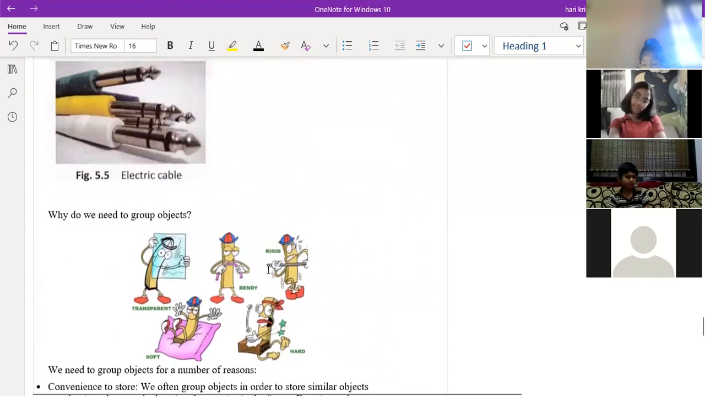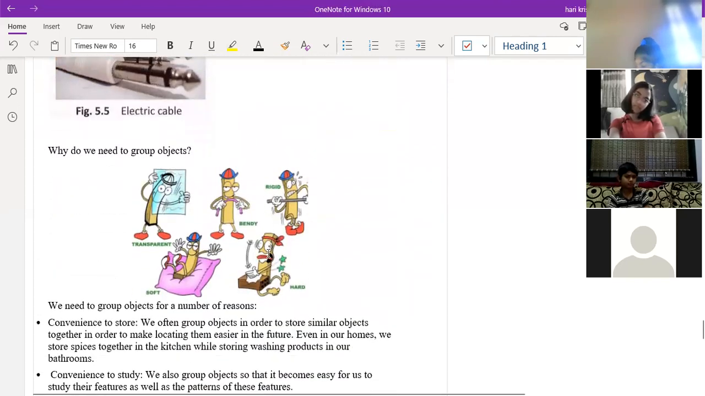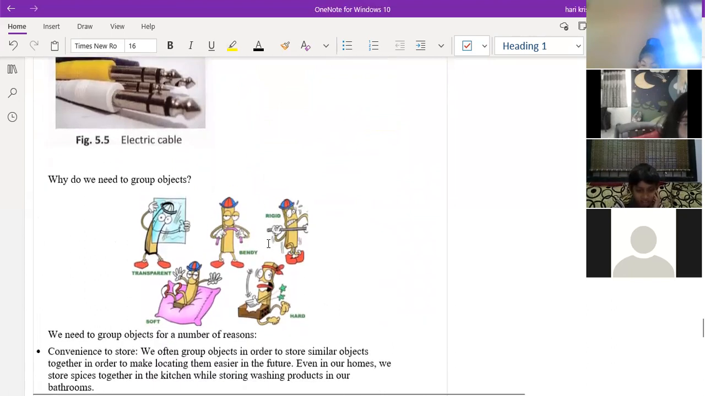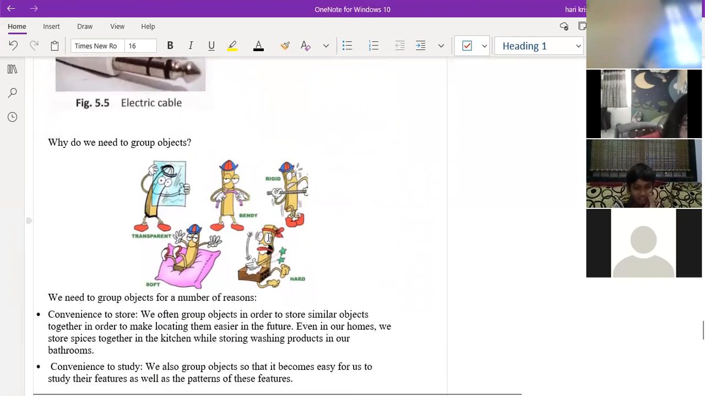So again, we are studying the same thing about electric cables. Sir, what is this? A banana, sir? What banana? Sir, what is this? Just emojis, that's all.